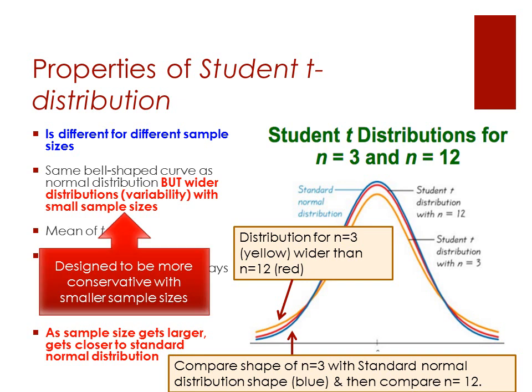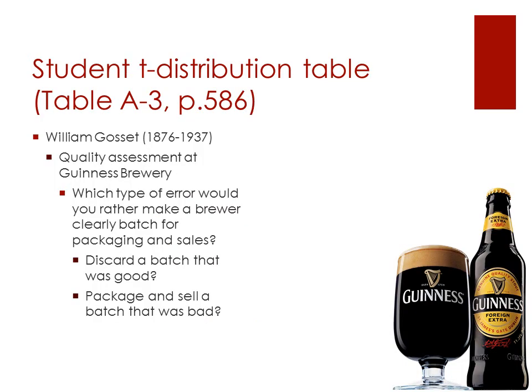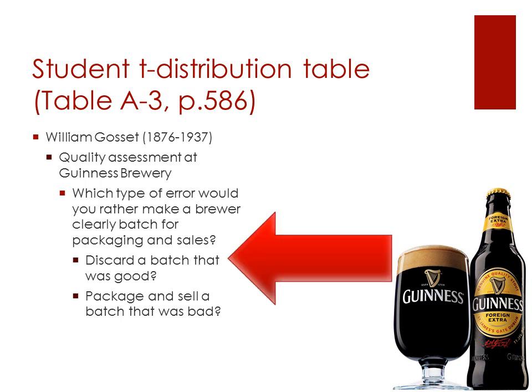Now, notice also the t distribution table is designed to be more conservative with smaller sample sizes, okay? So it makes a more conservative estimate. And the reason is, keep in mind, when William Gosset was designing this, if you are a brewer and you're deciding whether to send a batch out for packaging and sales, think about what type of error you would rather make. Would you rather discard a batch that was good, or package and sell a batch that was bad? Well, you'd much rather discard a batch that was good. So that is the more conservative estimate.